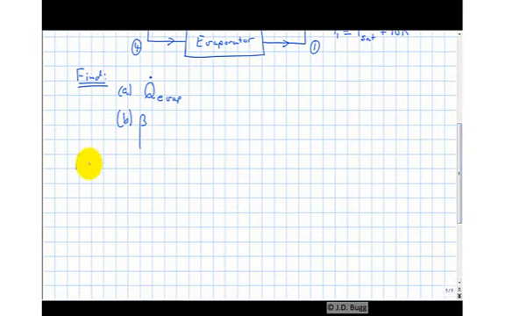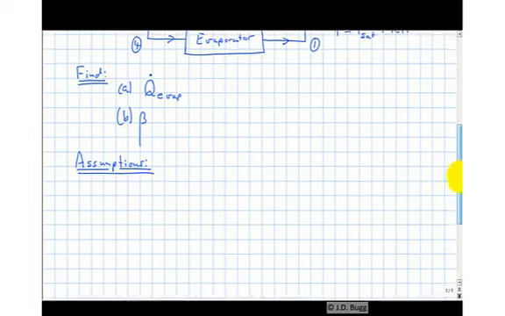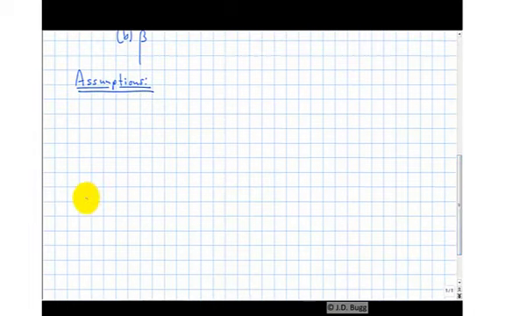So next we list assumptions. Or at least we start a list of assumptions, and we will add items to that as we progress through the analysis.